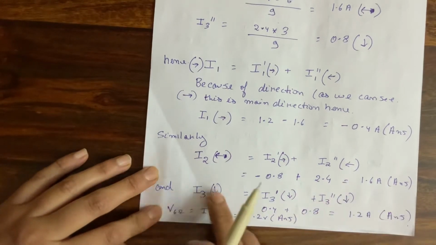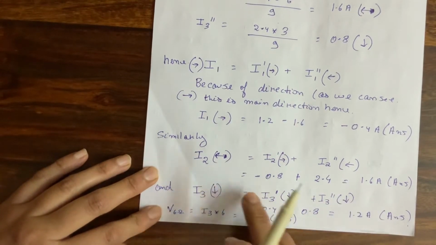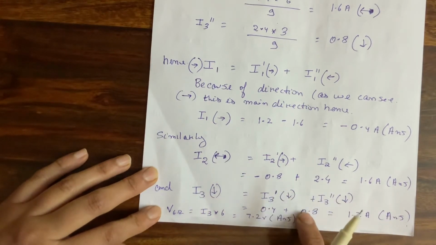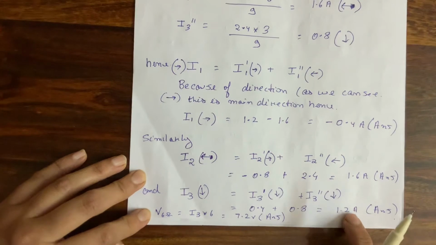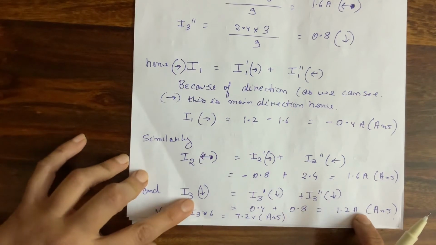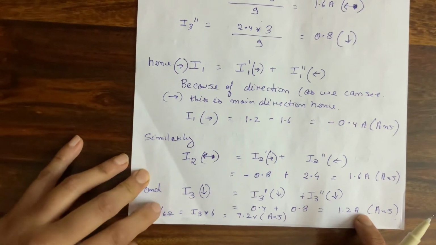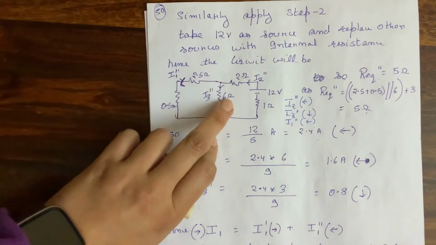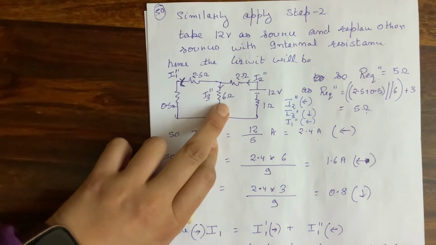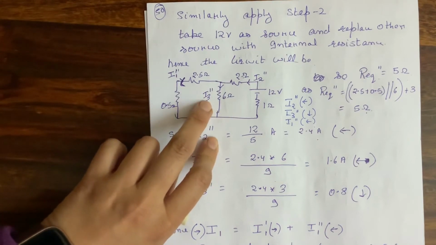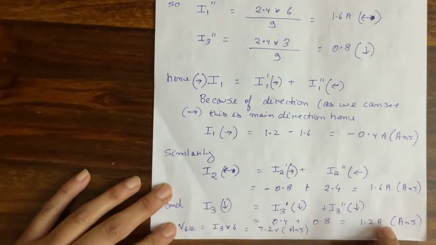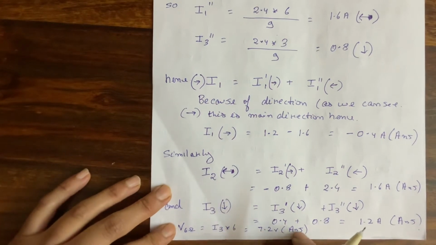Similarly for I3, the main direction is downwards, and as we can see I3 dash and I3 double dash are both going downwards. Hence we'll add both of them, and we'll get an answer of 1.2 as I3 going downward. Now it is very easy to find the voltage across 6 ohm. Voltage across 6 ohm is the current across 6 ohm into resistance 6 ohm. Hence this will be I3 into 6. What we have found, the total I3 is 1.2. So that will be 1.2 into 6. It comes out to be 7.2 volts is the answer.